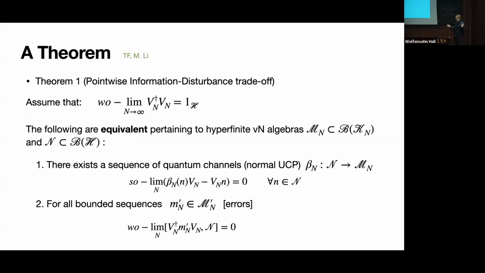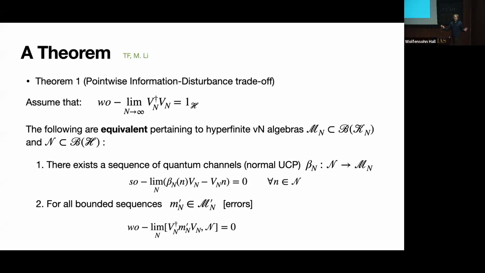Now, to motivate the final structure of this error correcting code, I won't prove it for you, but I'll give you a theorem that we proved, which is a generalization of the theorem that I flashed before. I forgot to mention that that theorem is sometimes called the information disturbance tradeoff theorem. And so I'm going to give a version of that in this sequence of theories setting. We're going to firstly assume, and I'll explain what this means in a second, that V_n dagger V_n limits to an isometry.